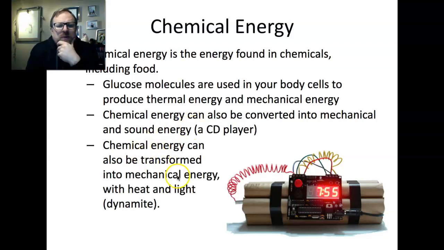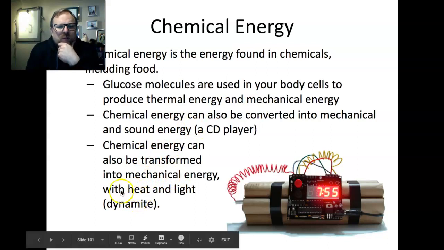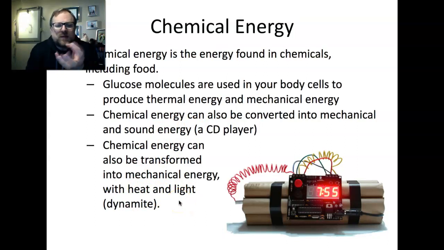Chemical energy can also be transformed into mechanical energy with heat and light as the products of it, right? For example, if you had a stick of dynamite, there's a whole bunch of chemical inside that stick of dynamite. When we light the fuse, and that fuse provides just enough energy to kick off the chemical reaction, kaboom, it explodes in a whole lot of heat and a whole lot of light. Okay, so that's what chemical energy is. Chemical energy is stored energy until we transform it to something else.